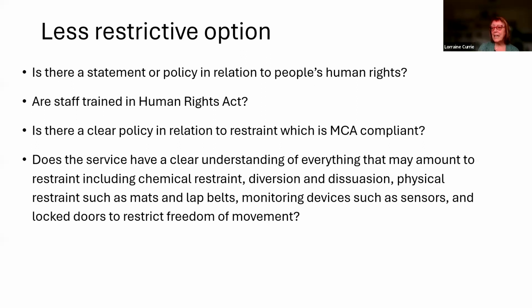Does the service have a clear understanding of everything that might amount to restraint, including chemical restraint, diversion and dissuasion, physical restraint such as mats and lap belts, monitoring devices such as sensors, and locked doors which restrict freedom of movement? All of these things are part of looking at your policies and procedures through the lens of the least restrictive option. So a real need to understand what restriction and restraint is.